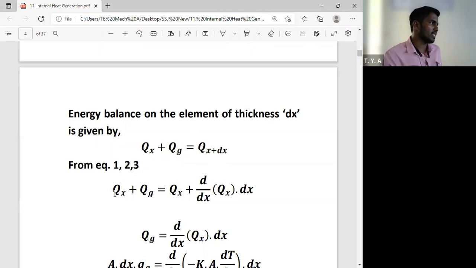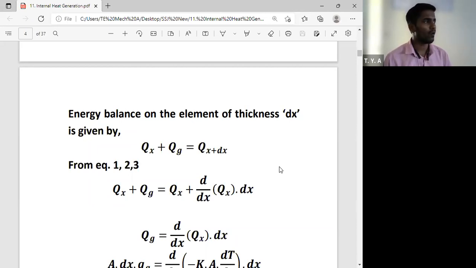So therefore, what is the energy balance equation? Qx plus qg is equal to qx plus dx. So write down energy balance on the element of thickness dx. Energy balance on the element of thickness dx is given by, write down that equation: qx plus qg is equal to qx plus dx.